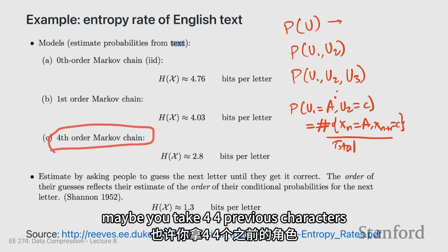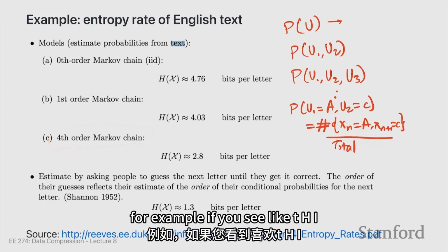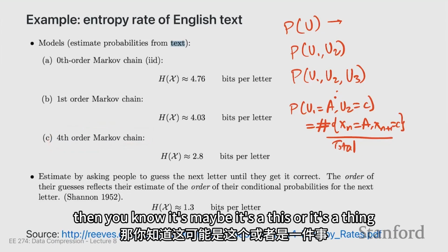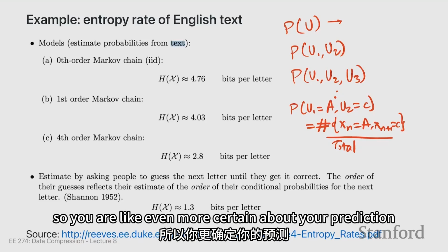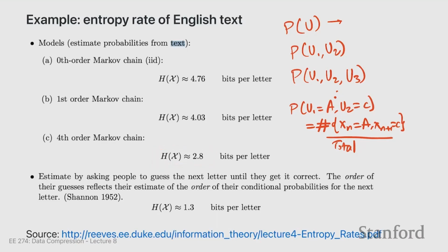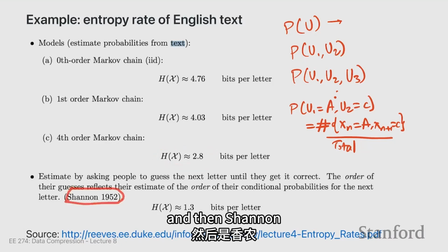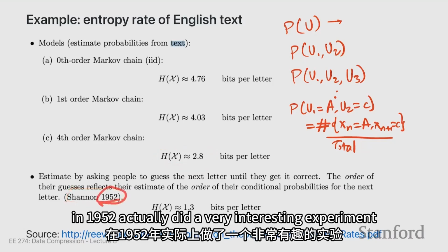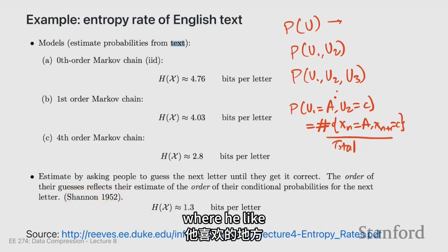Maybe you take four previous characters. For example, if you see THI, then you know it's a this or it's a thing, so N. So you are even more certain about your prediction, and the entropy reduces further. It becomes 2.8.